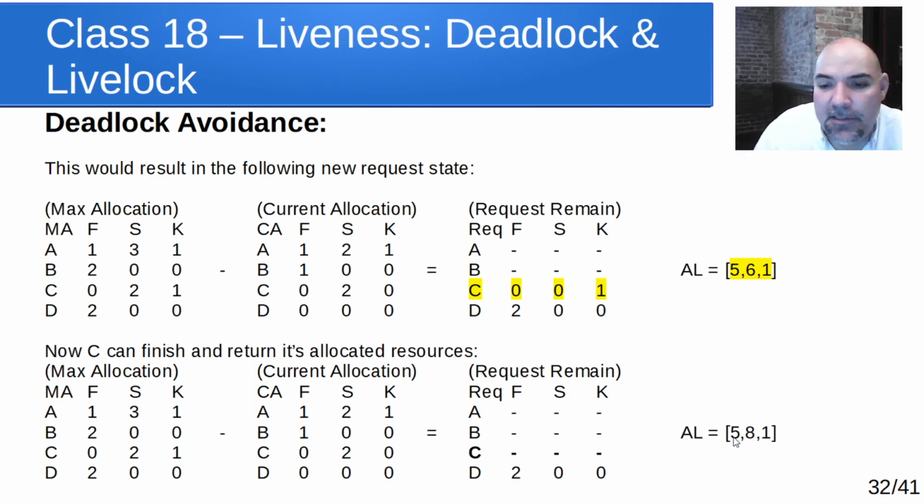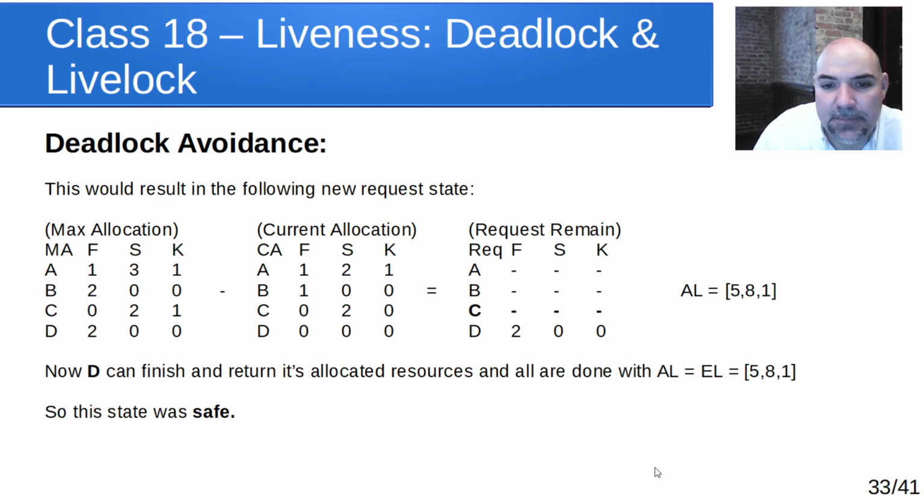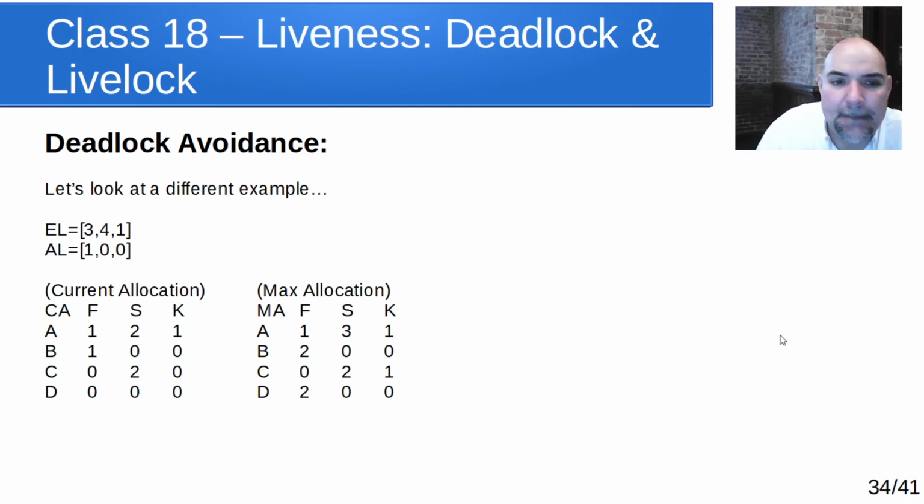And now D could finish and complete. And if D could finish and complete and return its allocated resources, then we would be done. And we would have the available list equal to the existence list, 5, 8, and 1, and that's where it finished up. So that state was safe because there was a way that all of those processes could complete given the resources that were in reserve. All right, let's look at a different example.